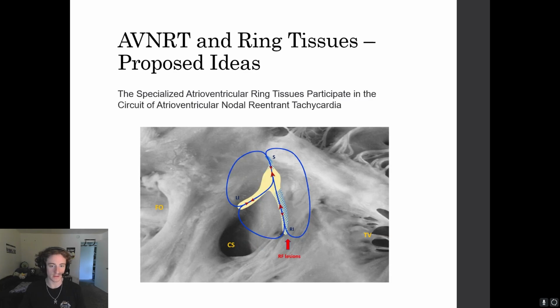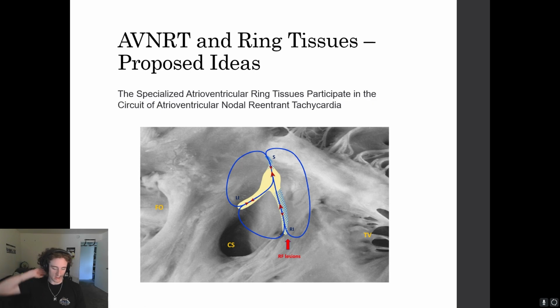So moving on, we're going to be looking at how the rings that we talked about play into AVNRT. We're going to be looking at these proposed ideas, and it comes from a paper titled "The Specialized Atrioventricular Ring Tissues Participate in the Circuit of Atrioventricular Nodal Reentry Tachycardia." So a little bit of a spoiler. Again, everything's going to be linked at the end of the slides, so you can get it if you want.